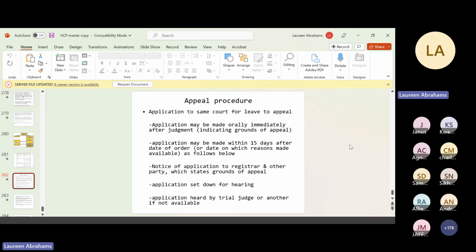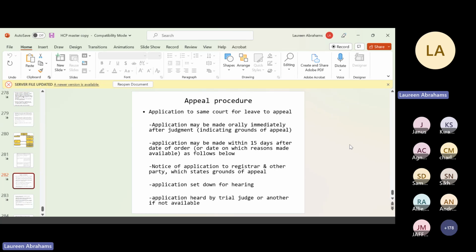The application in writing, obviously, then you're going to write it down. 15 days you have, and then the judge's secretary will let you know when they will hear the application. So you don't do it to the registrar of the court, but to the registrar of the judge. You send the notice of application for leave to appeal. So you don't just appeal directly, you first ask permission.